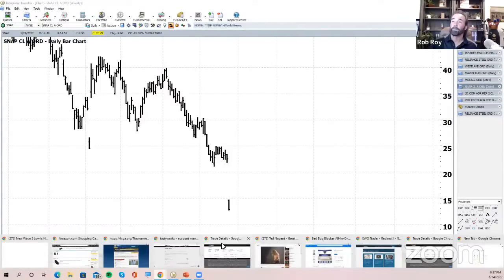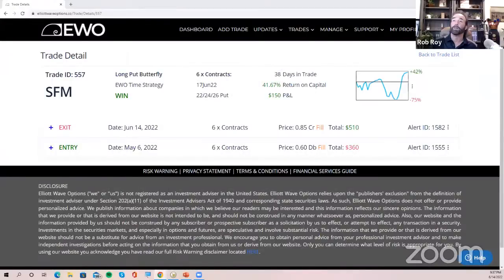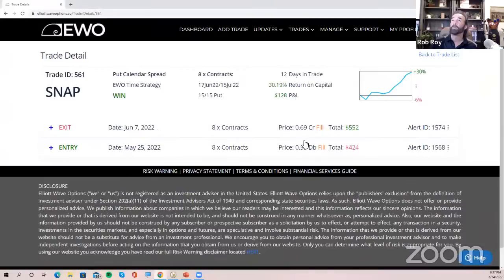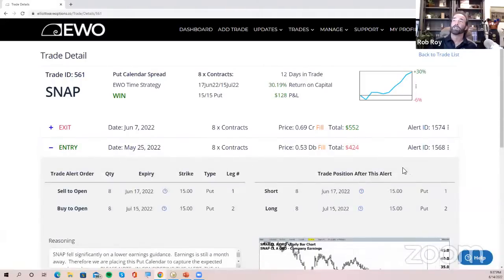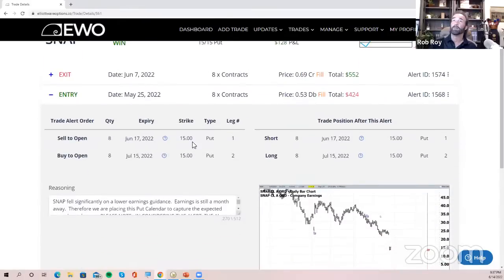And so you can see, oh, there's SFM. Here's the snap. We set this out as an alert to our alert subscribers as a sideways trade. And look at this one, generated over 30% in 12 days. And so that was the same pattern, the same setup there.